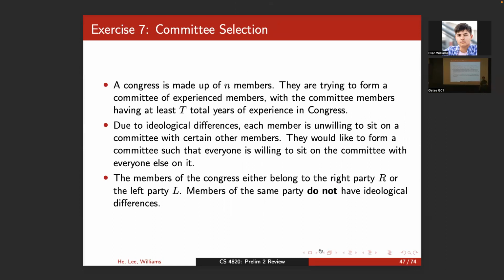But we're going to throw another aspect into this problem, which says that members of Congress either belong to the right party or the left party, R or L. And members that belong to the same party do not have ideological differences, right? So this actually becomes enough to make this problem tractable.